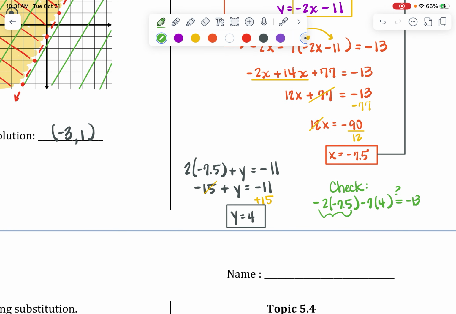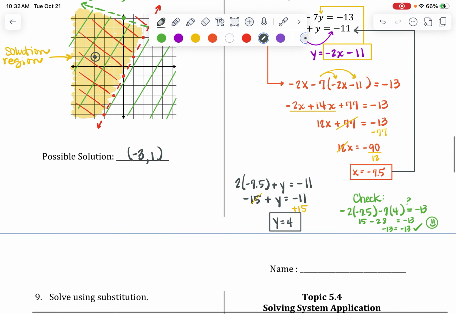Well, let's see. Let me write it down. This would give me 15, and this would give me -28. Is 15 minus 28 -13? It is. Oof, thank goodness. Right, and so that's when I do my little happy dance. And I realize that my answer is -7.5 for x. Now I'm going to write my answer as -7.5, 4, and I want to write my answer as an ordered pair.